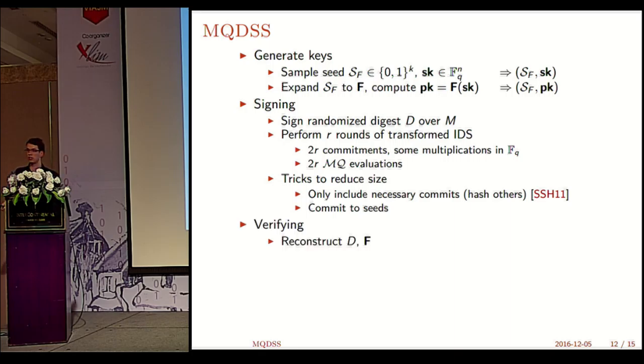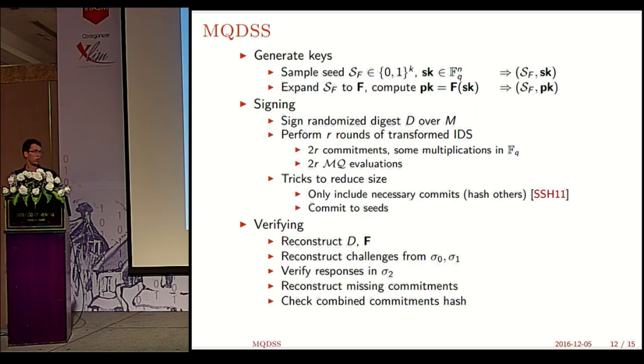And then how does verifying work? Basically, bottom up of the same story. You reconstruct the digest and this system parameter F, because the seed is part of the public key. Anyone can just reconstruct F. You reconstruct the challenges from whatever is part of the signature, because the prover used the message and commits to generate the challenges. You verify the responses. You reconstruct the missing commits that we omitted by only including the necessary ones. And then you check if the commits that were omitted actually match whatever checksum or hash was included to account for leaving out half of these.